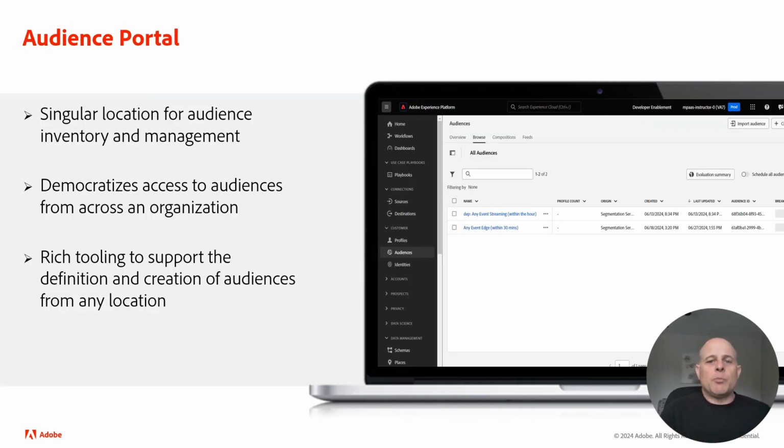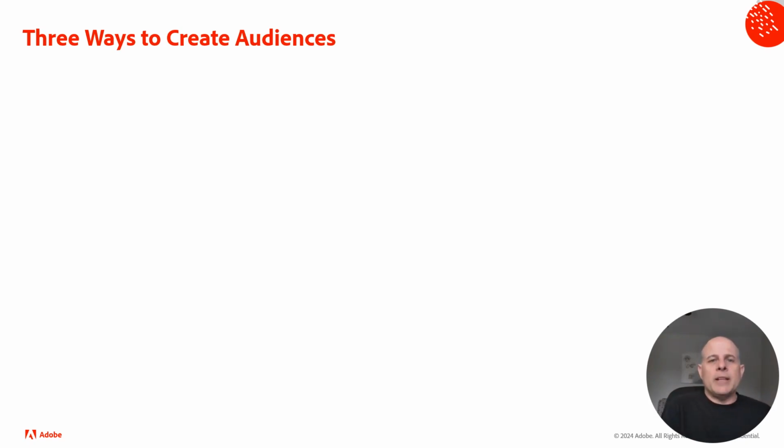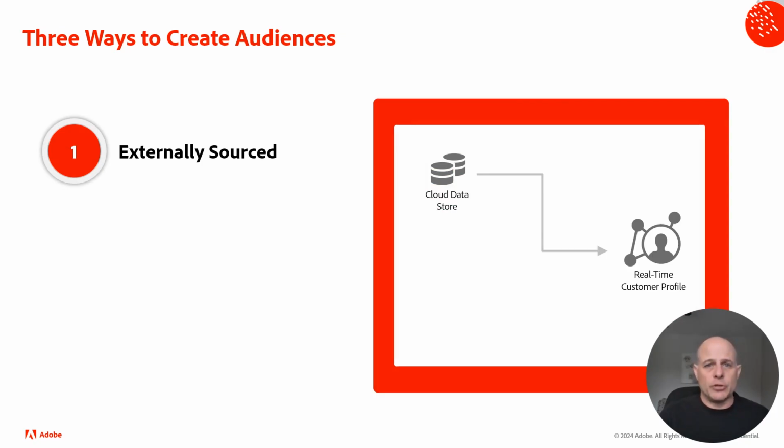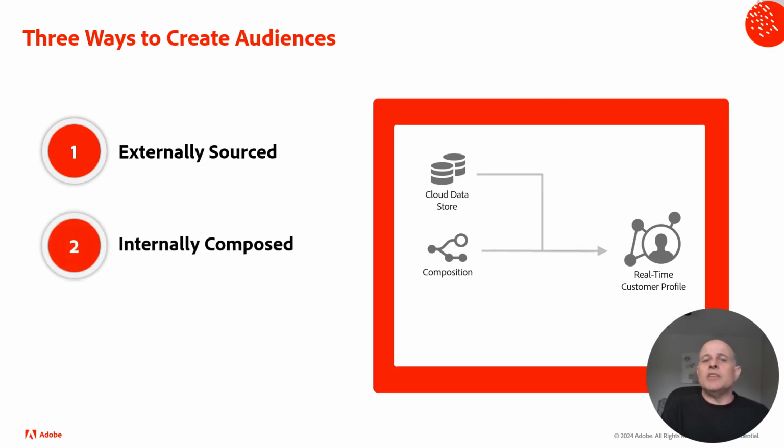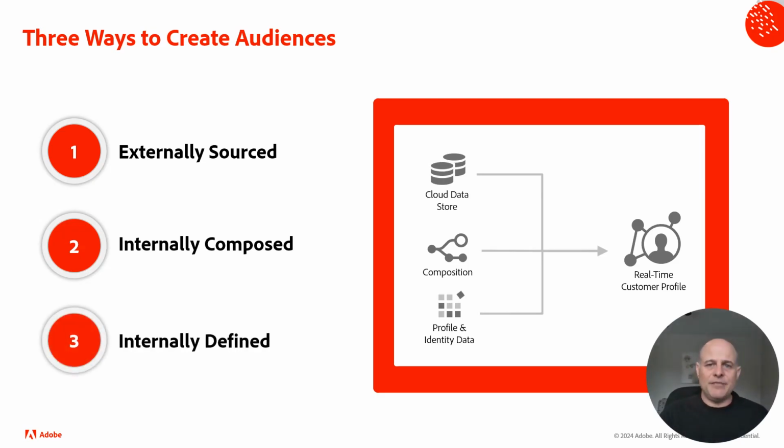So in the audience portal, what we have is an area where all the audiences that are built inside the platform can be seen here. And you'll see this grow over time as we add more and more to it. There are 3 ways in which we create audiences inside of platform. One is something that's externally sourced. A second is where it's internally composed. And a third is where it's internally defined. And we're going to dive into each one of these, but at a high level, we have these 3 options.